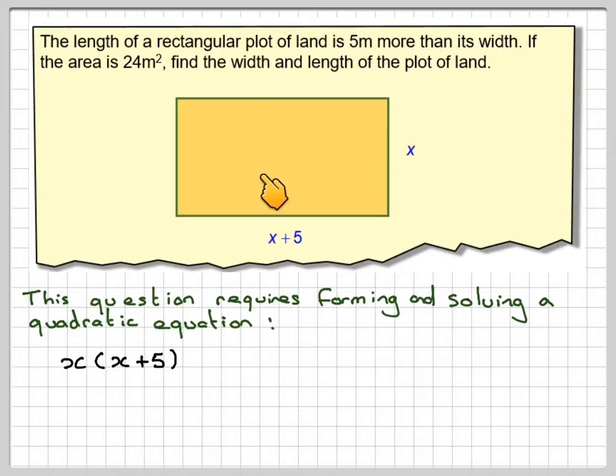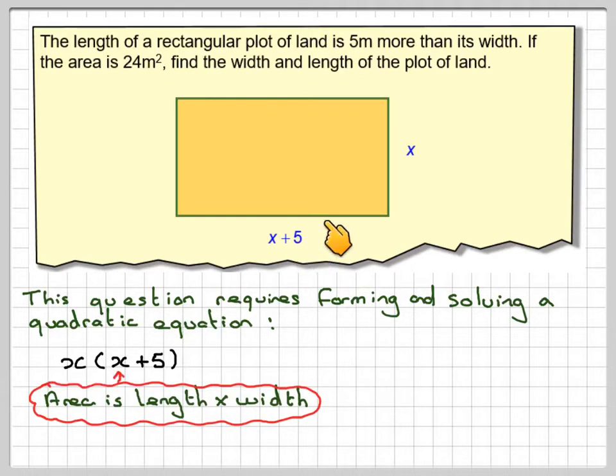Find the area of the rectangle. You do x times x plus 5, i.e. area is length times width. We did width times length, it doesn't matter. And that's got to be equal to the area, which is 24. Right, if we now have to solve that, this is a quadratic.